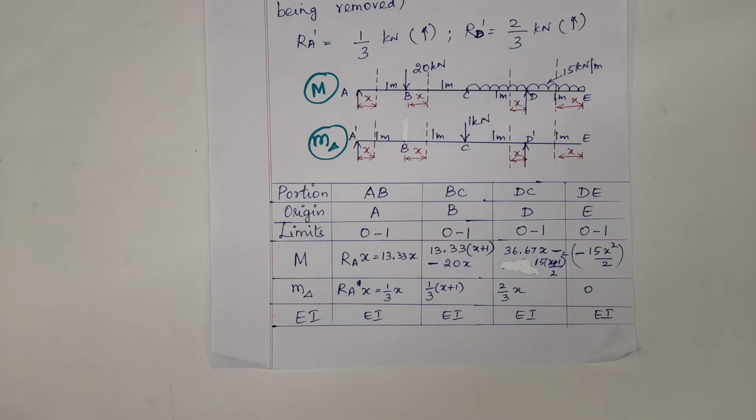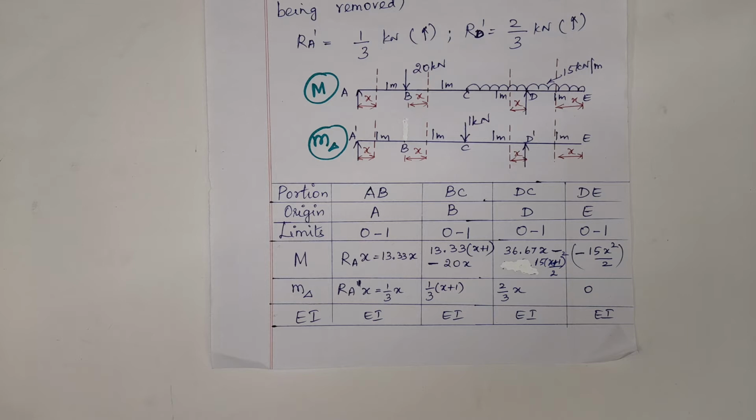Next, BC. BC is an intermediate section. Whatever is the reaction, even that causes an effect when a section is taken in an intermediate segment. So from A, I have RA into the distance from A up to the section, which is x plus 1. And I have 20 into x. Both cause two types of moment. One causes a sagging moment and the other causes a hogging moment. Sagging means pushing the beam down, hogging means pushing the beam up. So the values are given in this tabulation.